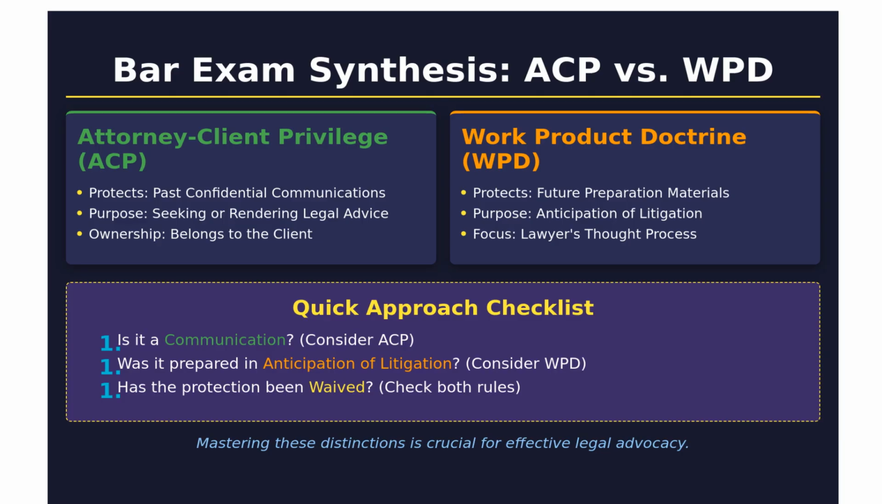To approach any privilege question quickly on the exam, use this three-step synthesis checklist. First, ask, was this a confidential communication seeking advice? If yes, consider attorney-client privilege. Second, ask, was the material prepared in anticipation of litigation? If yes, consider the work product doctrine. Third, and critically for both, has the protection been waived? Mastering this framework ensures you correctly identify the applicable rule and its scope. These doctrines are cornerstones of effective legal advocacy, and understanding them deeply is essential.